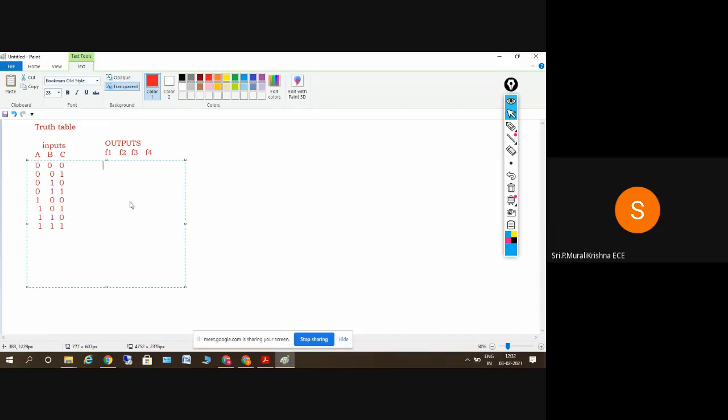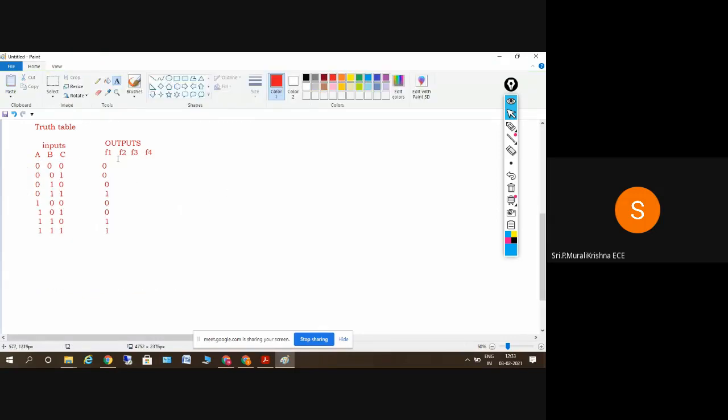So we already have the F1 equation, right? What is the F1 equation? F of ABC is equal to sigma of 3, 6, 7. So for the combinations 3, 6 and 7 the output is 1. For 0 it is 0, for 1 it is 0, and for 2 also it's 0, for 3 it's 1, for 4 it is 0, for 5 it is 0, and 6 and 7 both are equal to 1. So this is for F1.